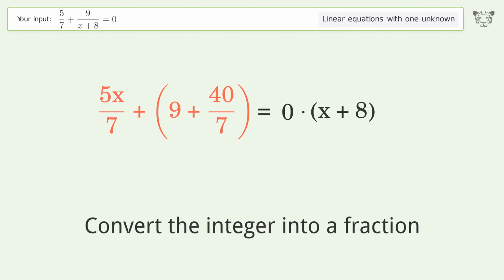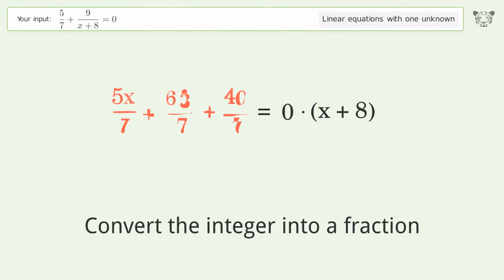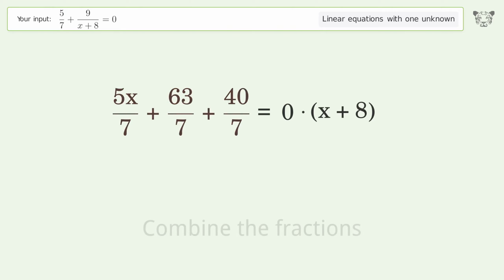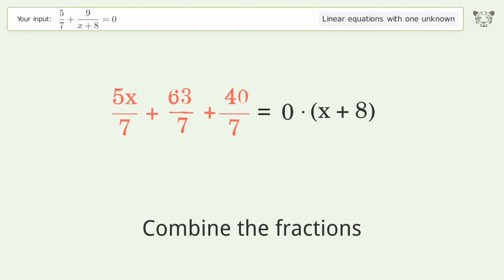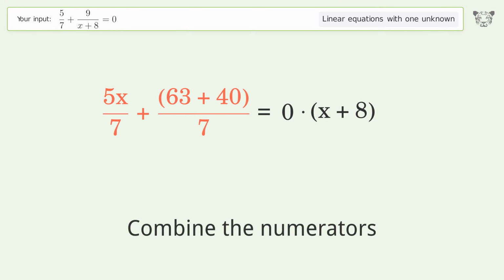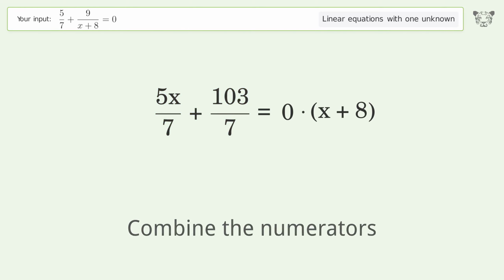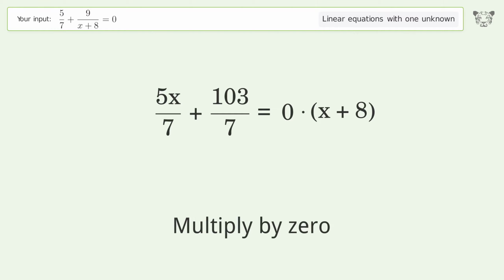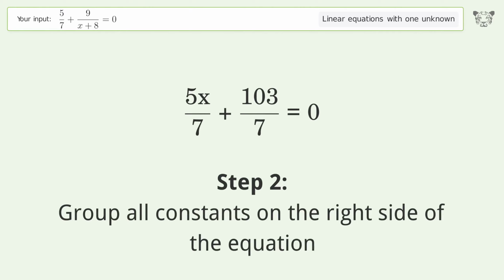Convert the integer into a fraction. Combine the fractions. Combine the numerators. Multiply by 0. Group all constants on the right side of the equation.